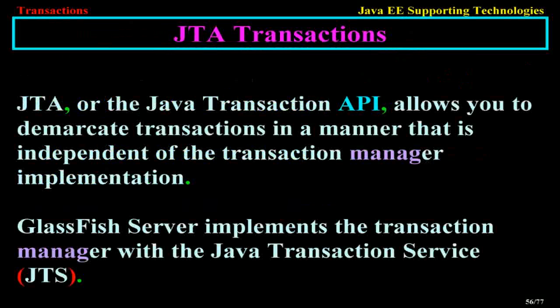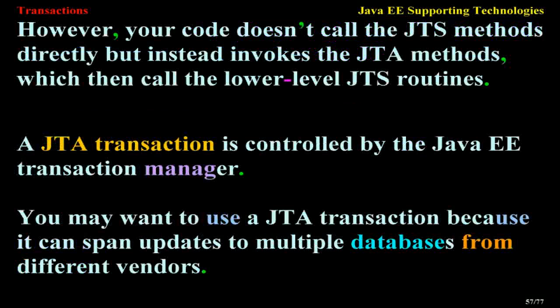JTA transactions. JTA, or the Java Transaction API, allows you to demarcate transactions in a manner that is independent of the Transaction Manager implementation. GlassFish Server implements the Transaction Manager with the Java Transaction Service, JTS. However, your code doesn't call the JTS methods directly but instead invokes the JTA methods, which then call the lower-level JTS routines. A JTA transaction is controlled by the Java EE Transaction Manager.